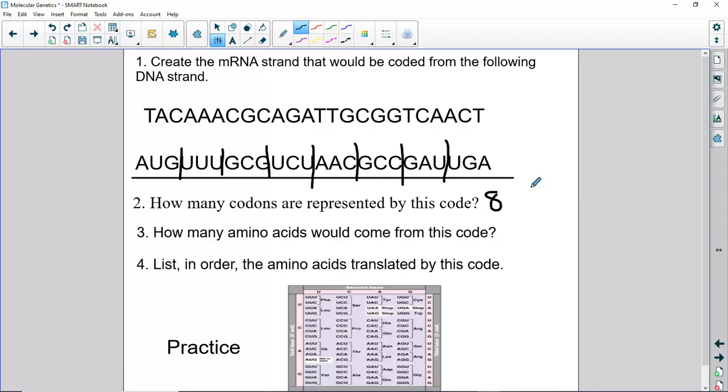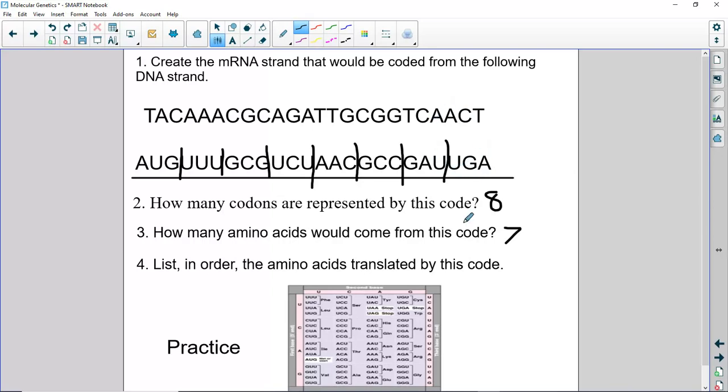How many amino acids would come from this? I'm going to stop while you think about that and write a number down. What makes sense that you already know? Use the chart. You should use the chart anyway. That answer, boys and girls, would be 7, because a UGA does not code for an amino acid.